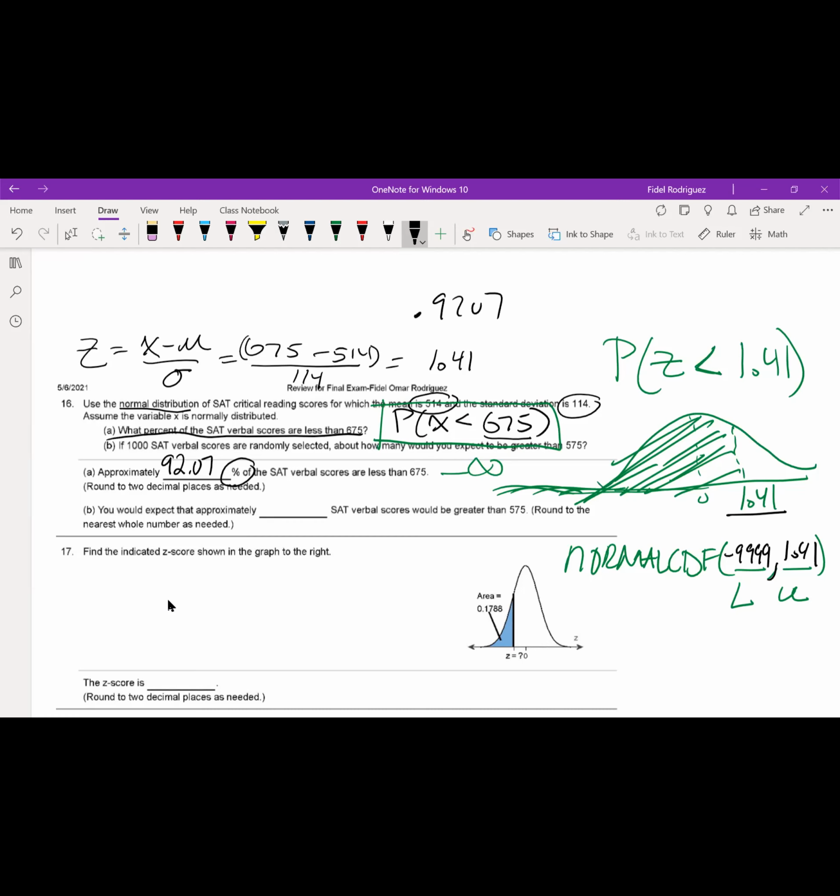Now, to answer part B, it says, if 1,000 SAT verbal scores are randomly selected, how many of them would be greater than 575? Okay, so we're going to do this process again, except now instead of X being 675, we're going to use X being 575. So the question is saying, what's the probability that X is greater than 575, okay? So first thing we're going to do, we're going to convert this to a Z-score.